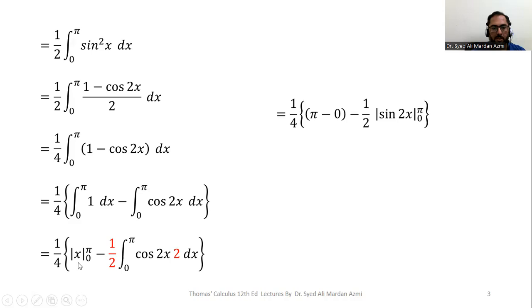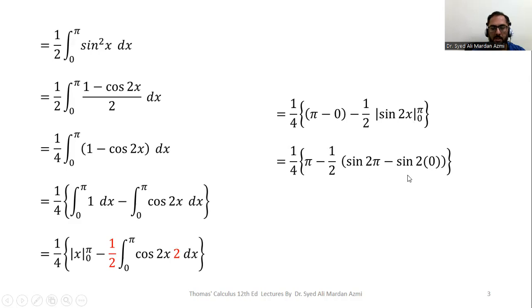And for the first part, I have applied the limits, upper limit minus lower limit, with the help of the fundamental theorem of calculus. So here we have 1 by 4 bracket pi minus 0 minus 1 by 2 sine of 2x, limit from 0 to pi. Then pi minus 0 is pi, and minus 1 by 2 as it is. I have applied the limit in sine of 2x. I have replaced x with pi in the first term and x with 0 in the second term.